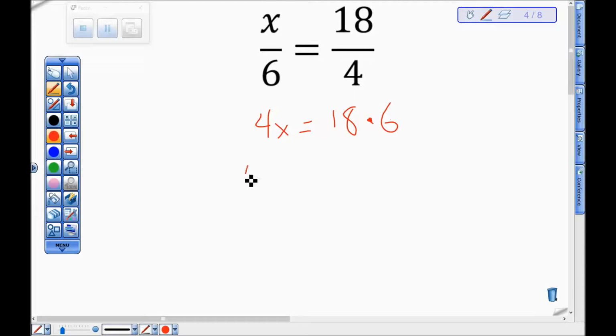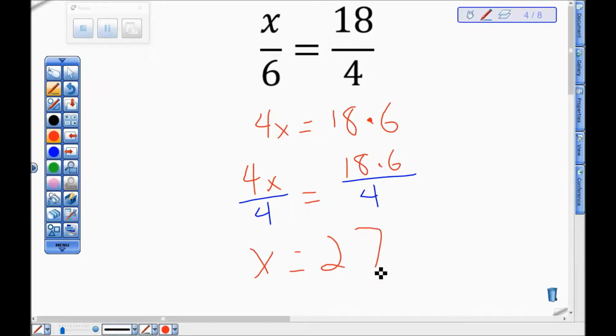Again, I know that whatever 18 times 6 is, the next thing I'm going to do is divide by 4. So divide both sides by 4. And on the left, I have x. On the right, 18 divided by 2 is 9. 6 divided by 2 is 3. 9 times 3 is 27. Okay, I can reduce the 18 with the 4 and the 6 with the 4 to get 27 first, or just 27. Neat, right? Cross products, divide, gives you your answer.